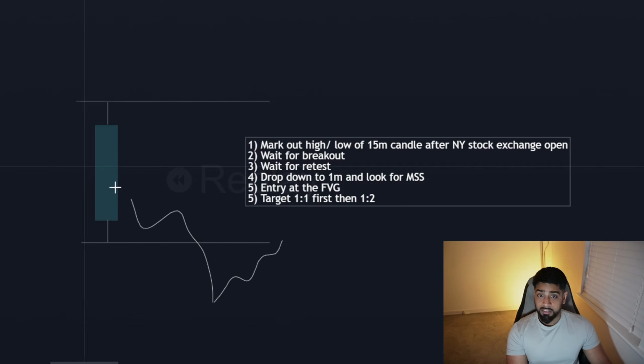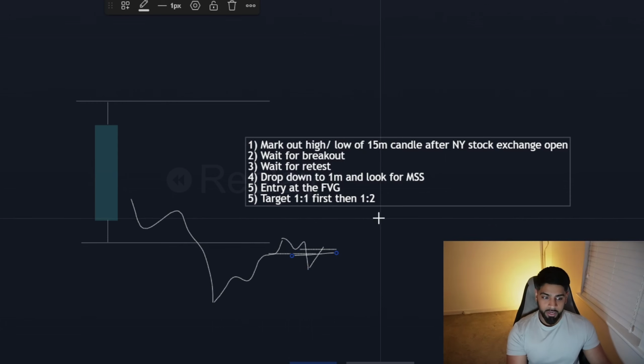Step four, drop down to the 1-minute time frame and identify a market structure shift in order for us to take an entry. Step five, take the entry at the fair value gap which caused that market structure shift. And step six, last and final step, we're going to put our stop loss above the high, and we're simply going to target a 1-to-1.